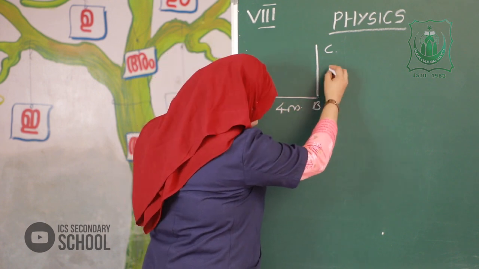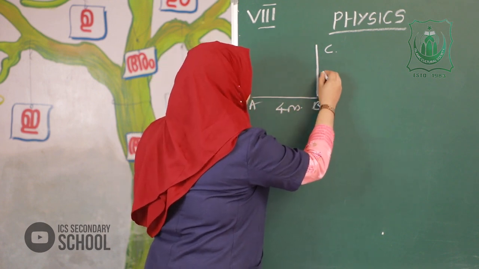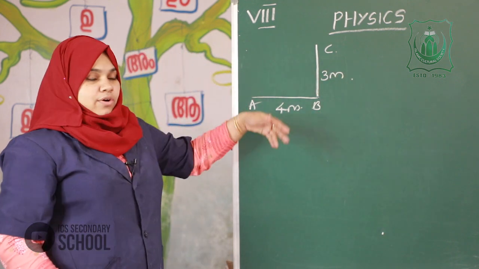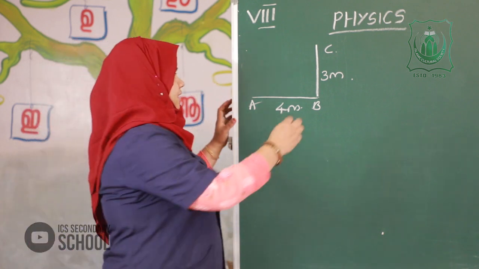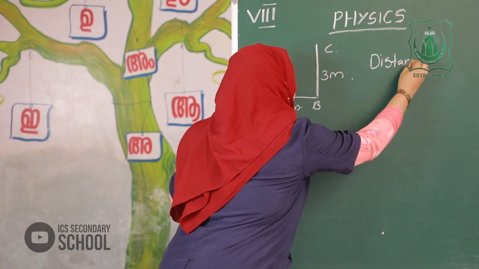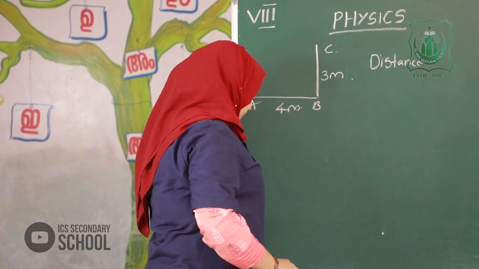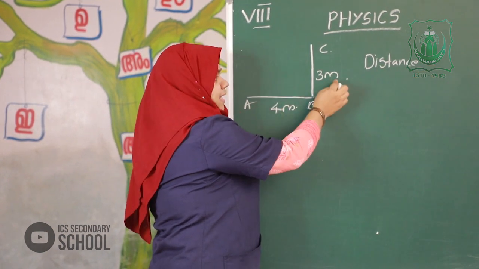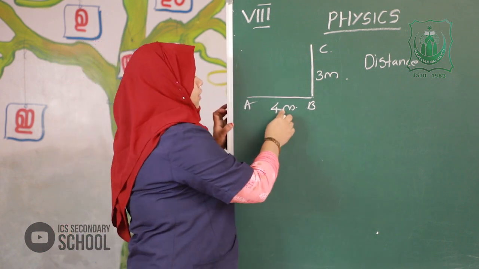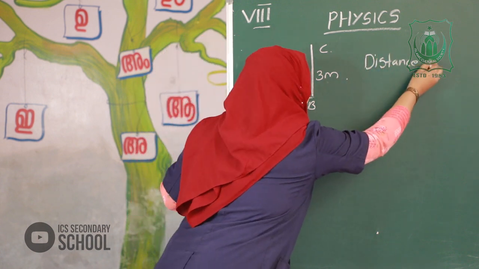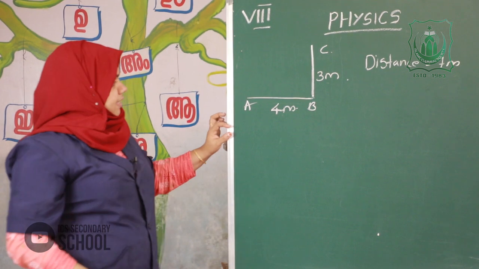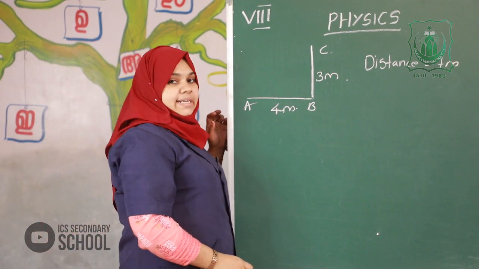Here AB is 4 meter and BC is 3 meter, given in the question. How to find out the distance? Distance is equal to 4 meter plus 3 meter from A to C. What is the distance? 4 meter plus 3 meter, we get 7 meter. Distance is 7 meter.